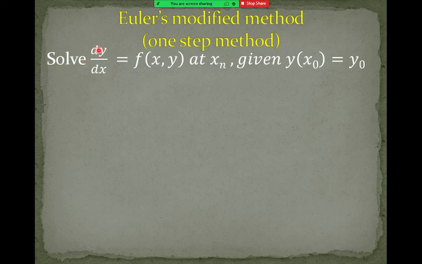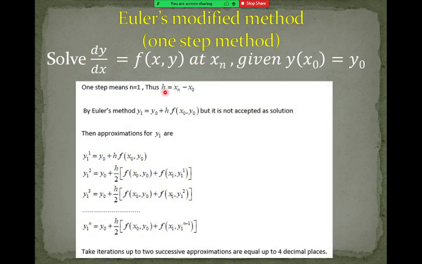Again, the task is the same. We are solving this ODE of this type. So one step means n will be 1. If n is 1, then h becomes xn minus x0, divided by 1, which is not required. So h, that class interval, becomes directly xn minus x0. Now, we already know Euler's method gives us this first approximation: y1 equals y0 plus h f of x0, y0. As it is a one-step method, we get the answer here only.